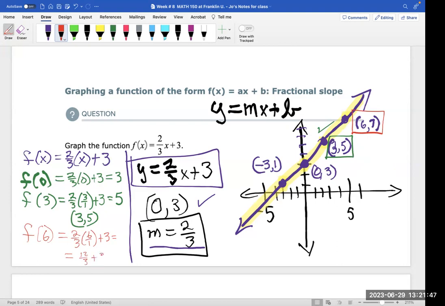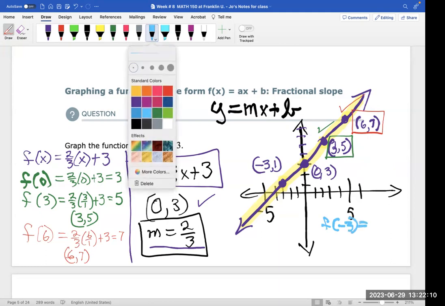Twelve thirds is 4, so my final answer would be 7. And yes, we are correct. If the x coordinate is 6, the y coordinate is 7, and that gives us another point on the line. Last one to check, f of -3.